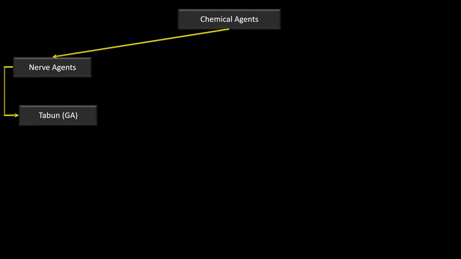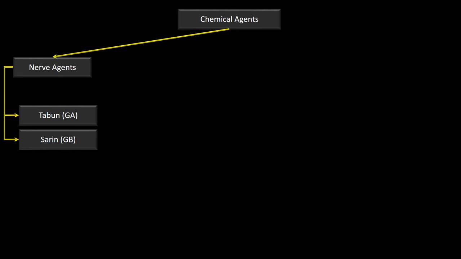So nerve agents. The first one that was discovered was Tabun, which we use the NATO code GA. After that, also created by Schrader and some other scientists, was sarin. As a matter of fact, the word sarin comes from the names of the scientists. Like the S comes from Schrader. One of the other scientists who was working on it was named Otto Ambros. That's where the A comes from. I can't remember the rest of the letters, but the letters of sarin correlate to the scientists who created it.